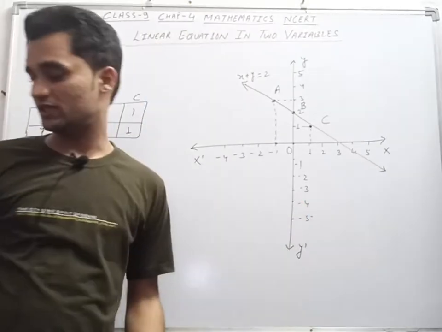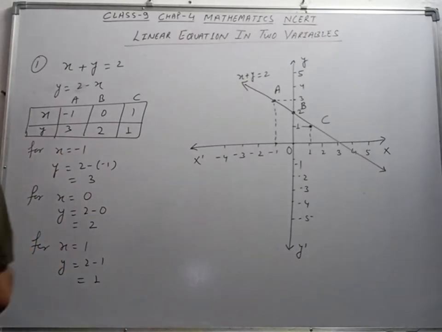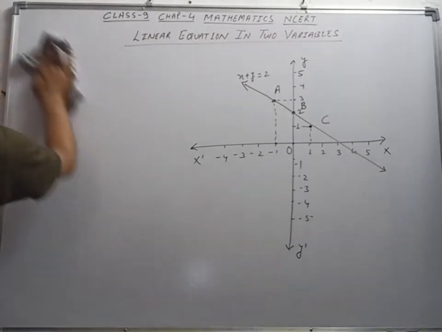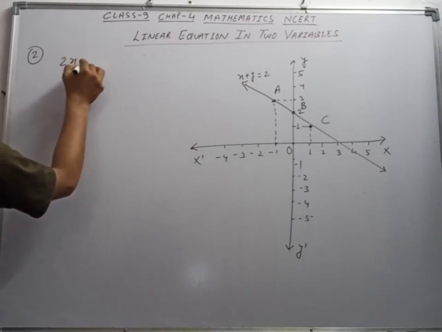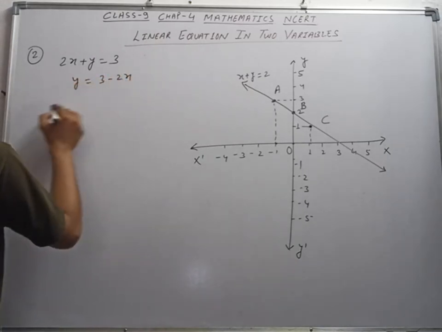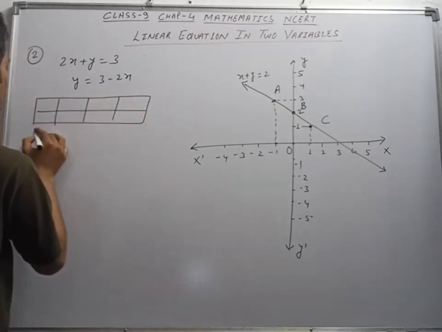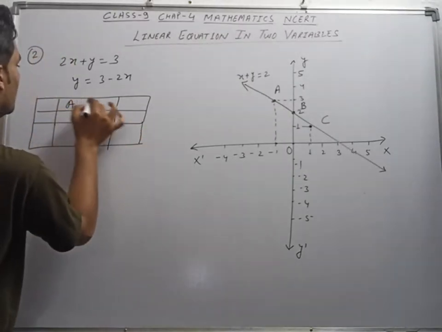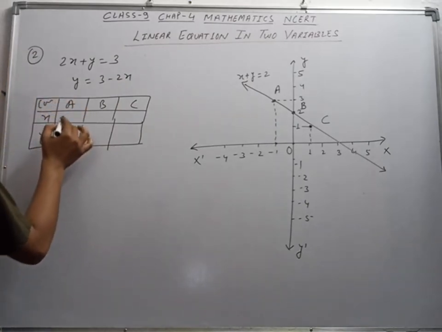Now in the same plane I am making one more diagram, one more example for your better understanding. So I am rubbing this. For the second example I am taking 2x plus y is equal to 3. Suppose, okay, so y must be equal to 3 minus 2x. Now again, one more box I can extend. This will be points A, B, C, x, y. This is the coordinate axis. Okay, then minus 1, 0, 1.